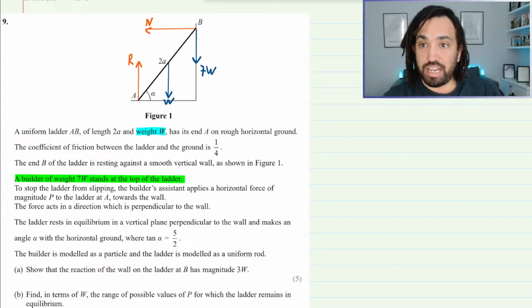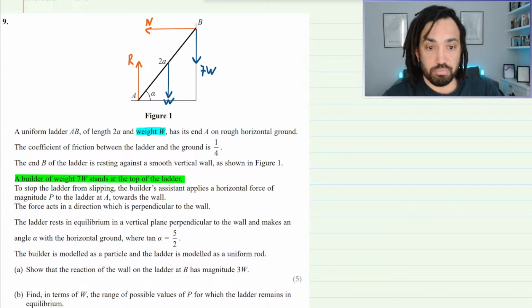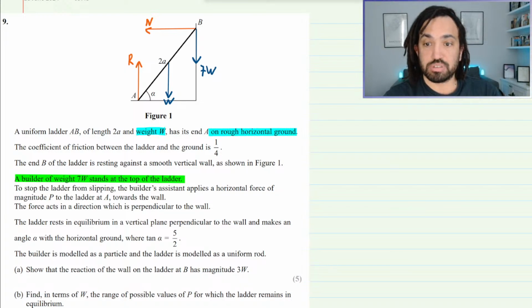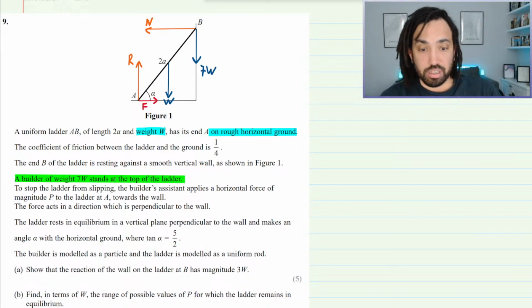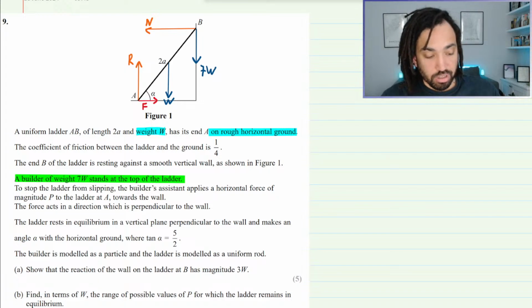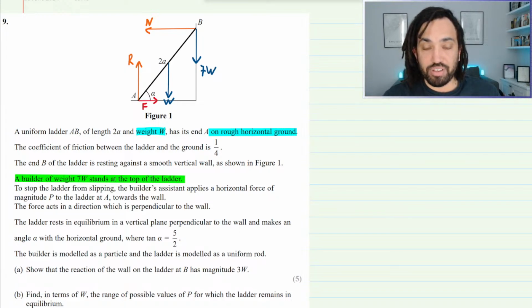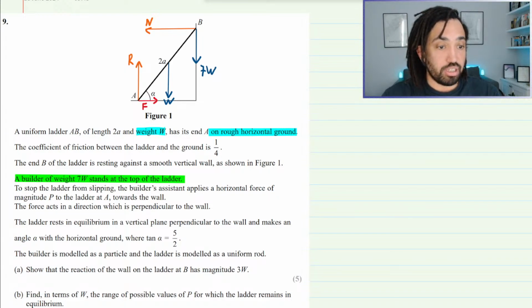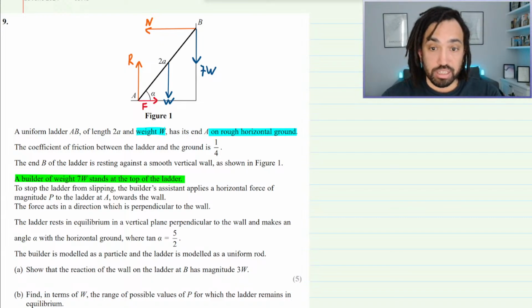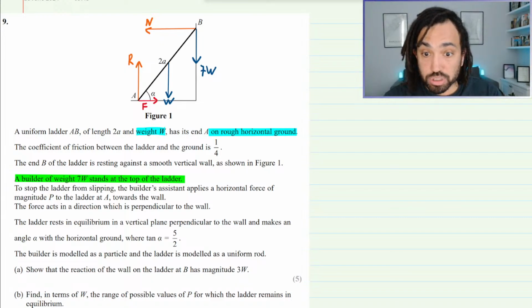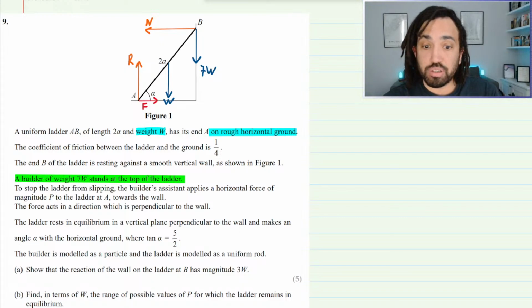And we also have a frictional force because it says that it's on a rough horizontal ground. So the frictional force is going to be acting this way, keeping it in the correct position, like that. Do we have any other forces? No. So I think what we need to do is take our components. Oh no, we've got one more force. We do have another force.